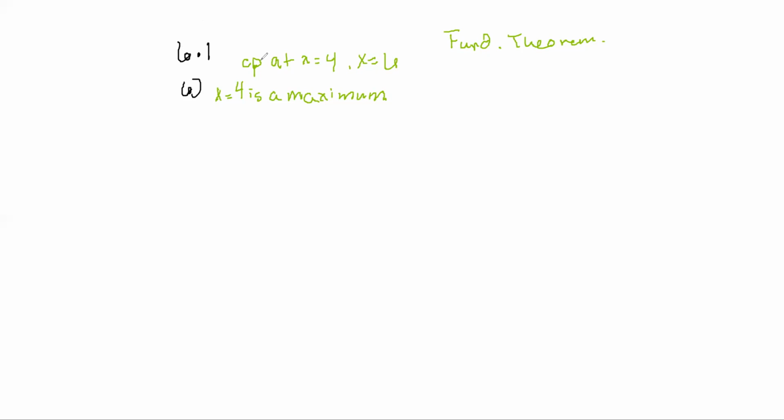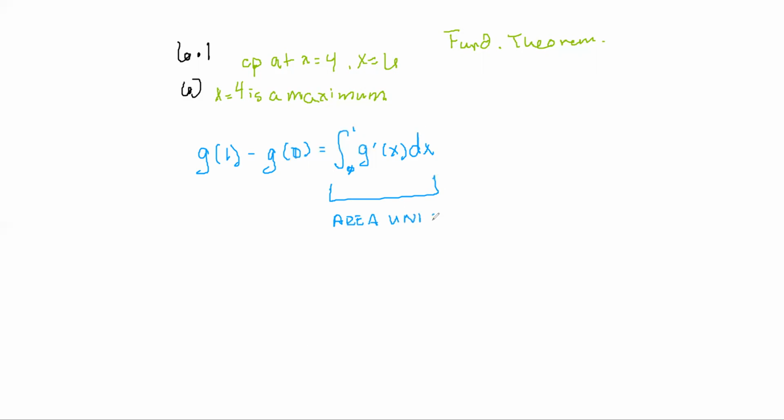Well, we're going to use that fundamental theorem to find g of 1. So we're going to start off with saying this, we know this to be true because it's the fundamental theorem. g of 1 minus g of 0 is equal to the integral from 0 to 1 of g prime. Now, we do know that this is going to be the area under the curve. Come on, write that down.